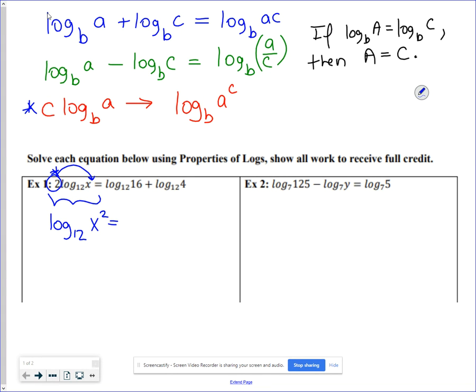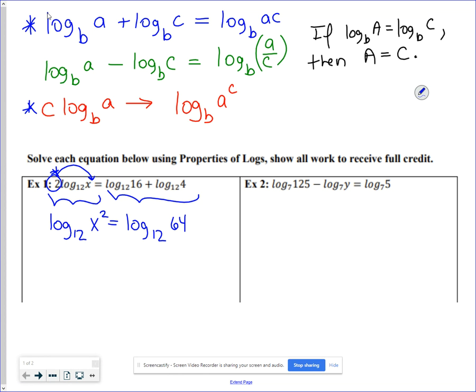Now if I look at the right-hand side, what are we doing here? We're adding two logs that have the same base. Well, we can use our first rule up here that says when you add two logarithms with the same base, you use multiplication. So we're just going to take 16 times 4, which is 64. So the right-hand side becomes log base 12 of 64.